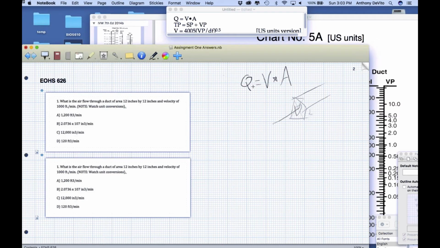That's our cross-sectional area. The velocity of air is the speed in feet per minute that it's going through that ductwork. And Q is equal to the quantity of air that's passing that point. That's going to be in cubic feet per minute. Velocity is in feet per minute, cross-sectional area is in square feet, so feet per minute times square feet gives us our cubic feet per minute.